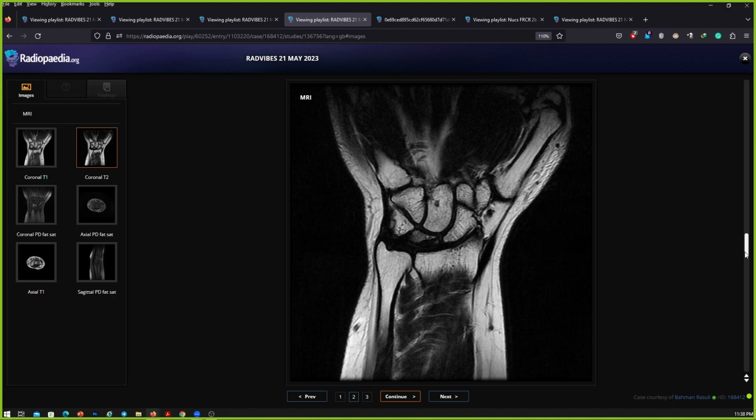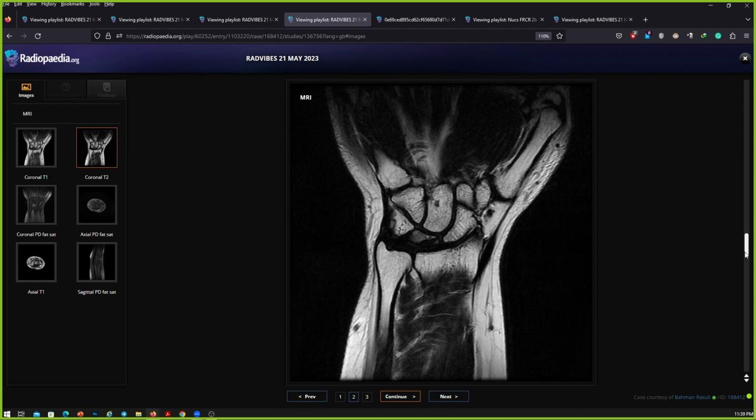Okay, I can see the lunate bone shows loss of the T1 hypointense signal. It is suggestive of avascular necrosis of the lunate bone, known as Kienbock disease. I'll refer this patient to the orthopedic department for further management and evaluation.